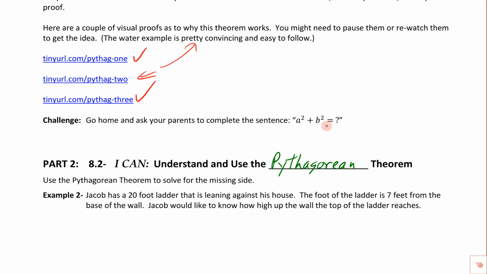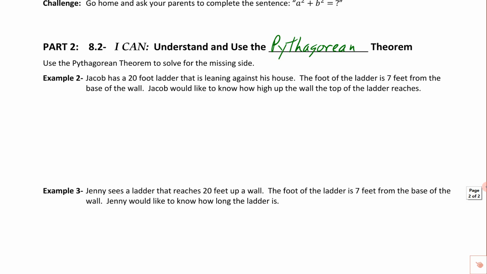Again, they probably remember it, but they may not remember what the parts of it are, and that's why it's much more useful to remember leg squared plus leg squared equals hypotenuse squared. So in part 2 of understanding and using the Pythagorean theorem, we're going to talk about how we can use this to kind of solve real life problems.